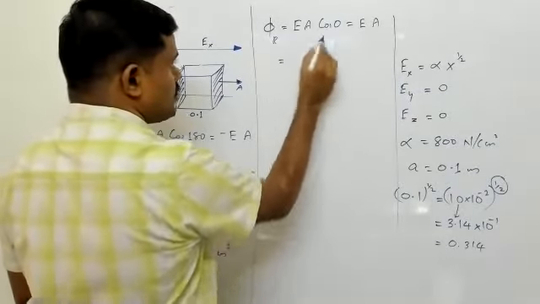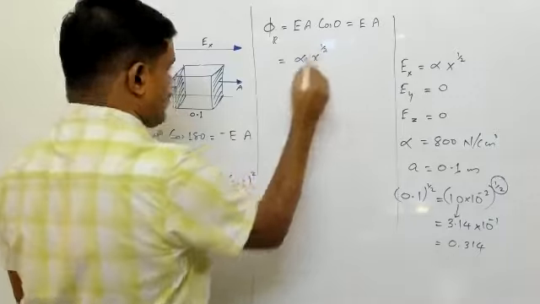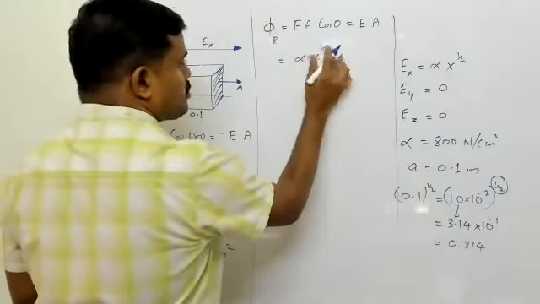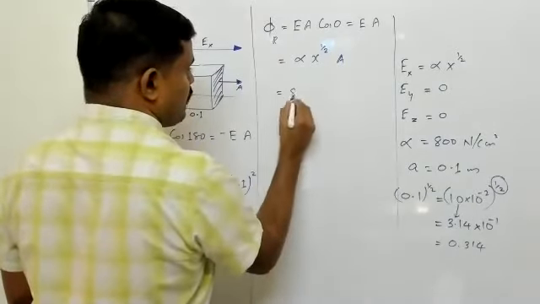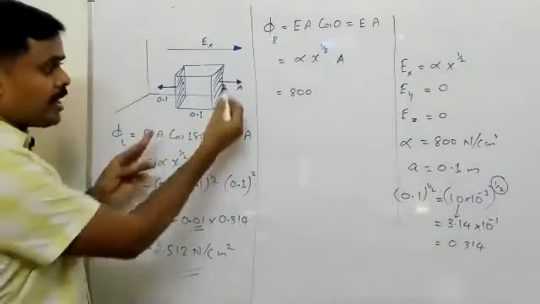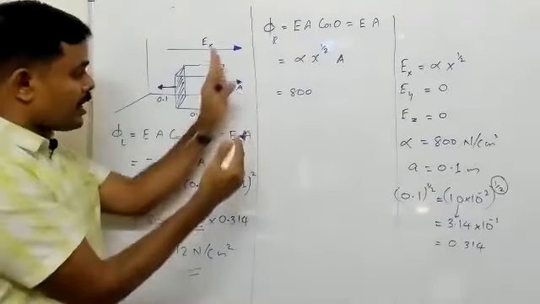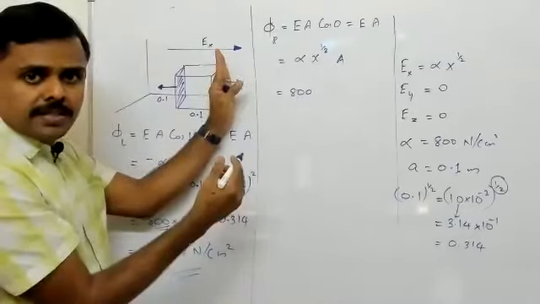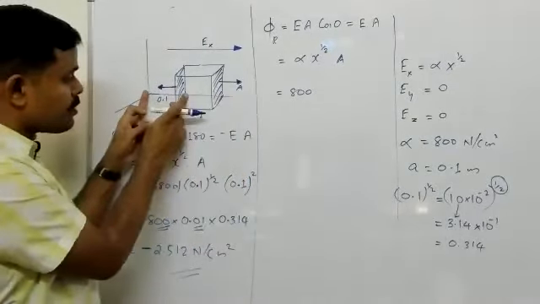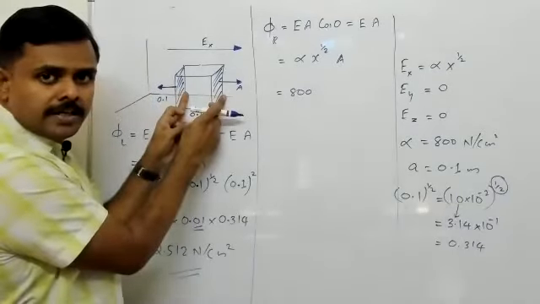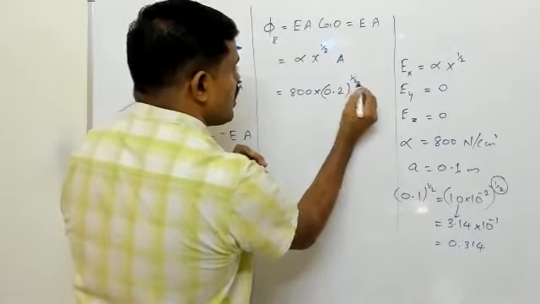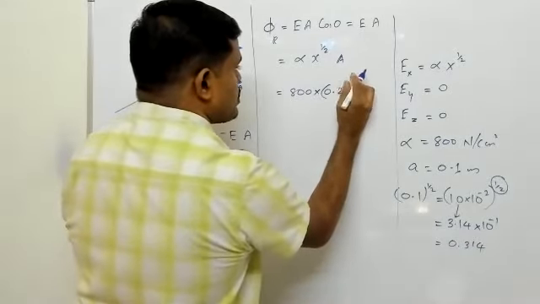That is equal to, E is what? Alpha x raised to half, just like you wrote here, alpha x raised to half into A. Let us put the values here. Be very careful. Alpha is 800. X is the location of the right surface. Where is the right surface? Not at 0.1 like in the first case. This much is 0.1, this much is 0.1. Together it is 0.2. 0.2 raised to half.